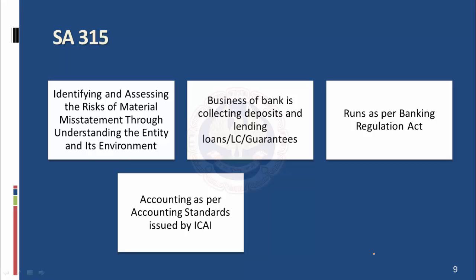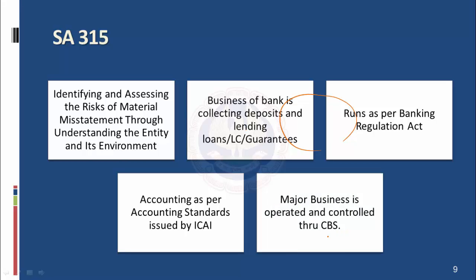Now the banking business is collecting deposits and then lending loans, LCs and guarantees. This is run by the Banking Regulation Act, and all these activities are accounted as per the accounting standards issued by ICAI. And all these accounting and compliance activities are now captured through CBS. Now this is the crux, and this is what SA 315 says: we need to understand CBS, banking regulation, the business, auditing standards, and accounting standards. Now let's move into CBS.